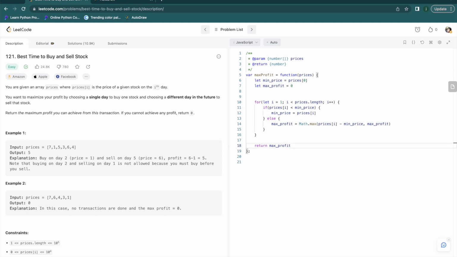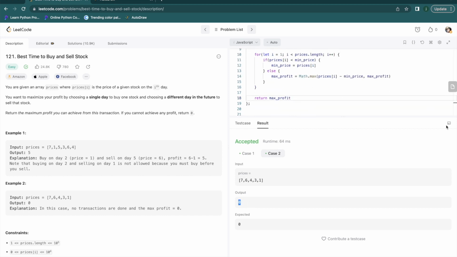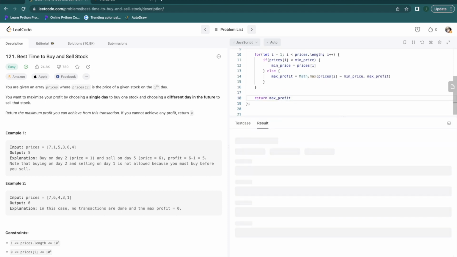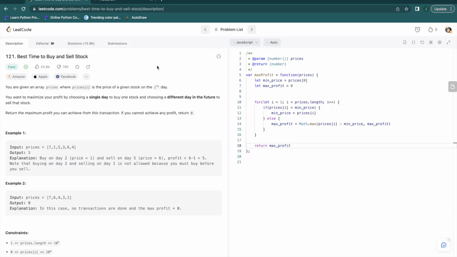And then let me go ahead and run this solution. You can see that it has passed for both the cases. If there is no way of making a profit, for example, in this array, all the elements are in decreasing order. So that means even when you enter here, you are never going to make a profit. So that's why the max profit will be 0. So that is how we are going to solve this problem. Now let me go ahead and submit this. You can see that the solution has been accepted, and that is how you're going to solve this problem.